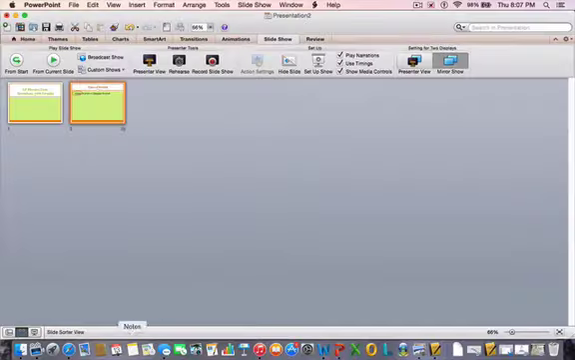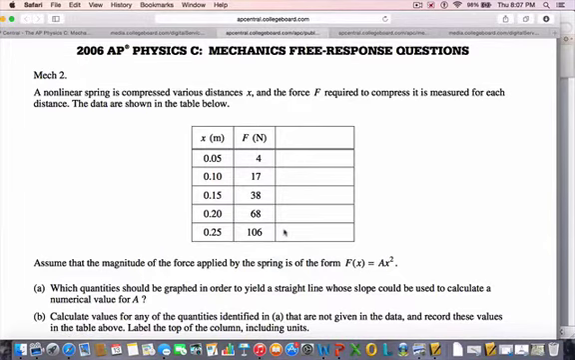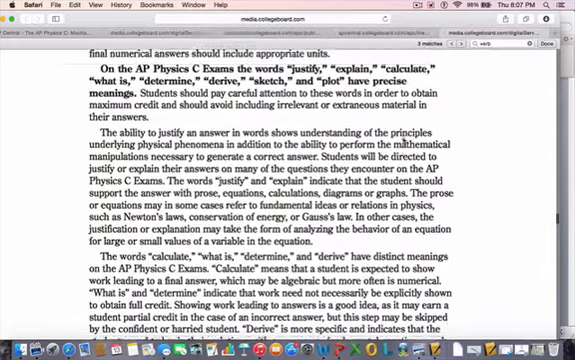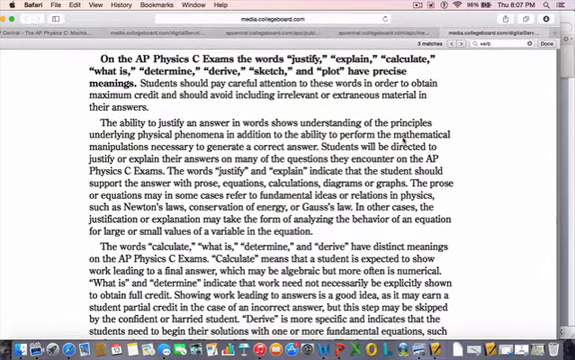So, for the first of those two, for the creation of graphs, I want to take you to the College Board website. Alright, I want you to read the top paragraph, pause now, and when you're done, resume.